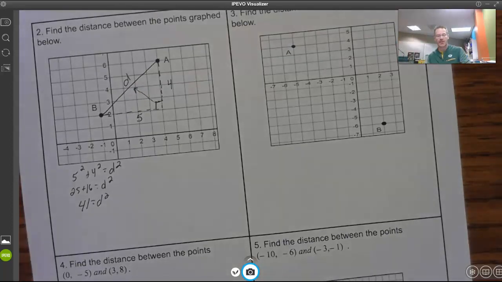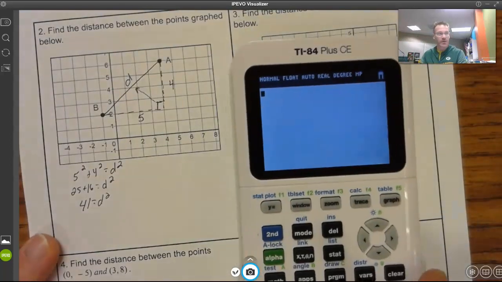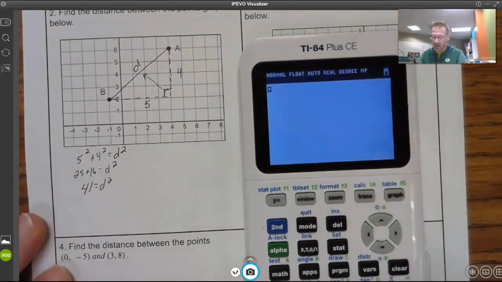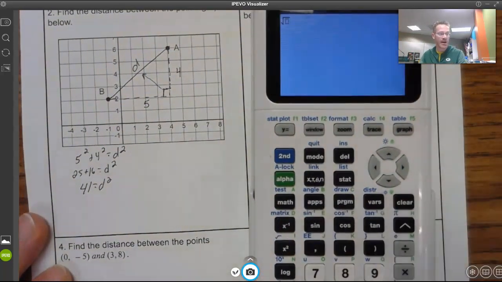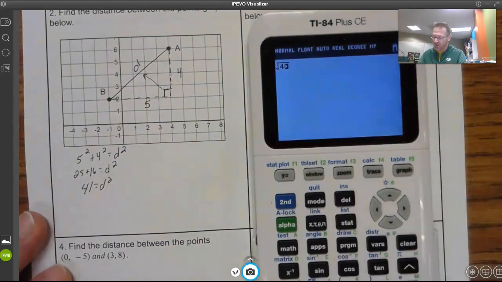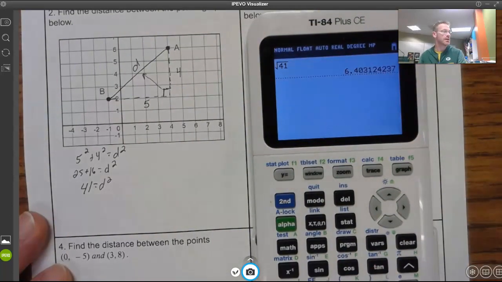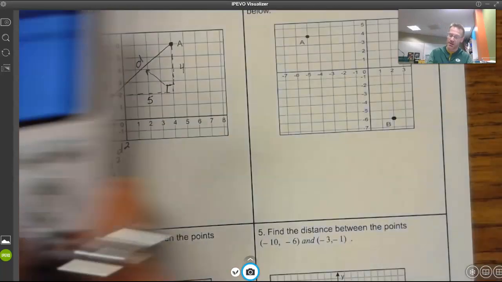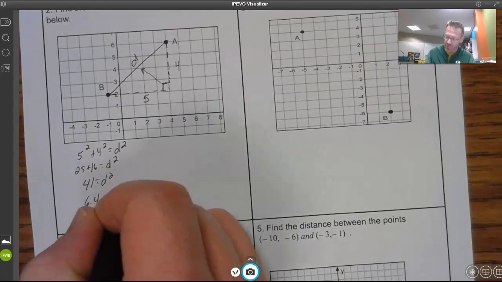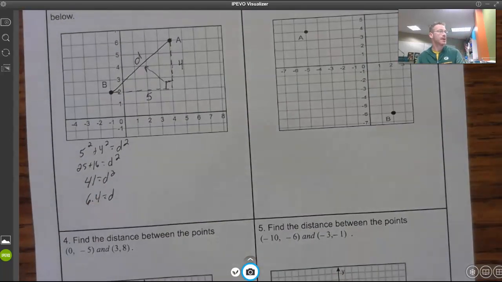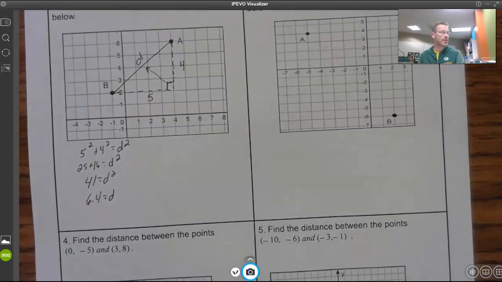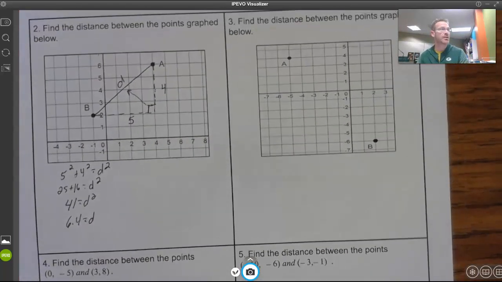All right, back into the screen here. All right, and so once again, on your calculator, right, so second square root, so you want that symbol. So on my calculator, it's that guy right there. All right, and then we put that in, so 41, 6.4 is our distance. So 6.4 is equal to D. All right, and so that's all you have to do. All right, let's do one more together. All right, let's look at number 3 here.